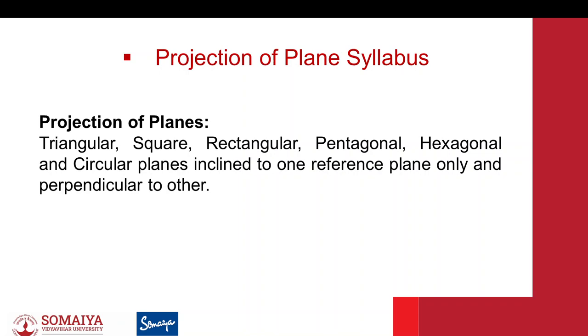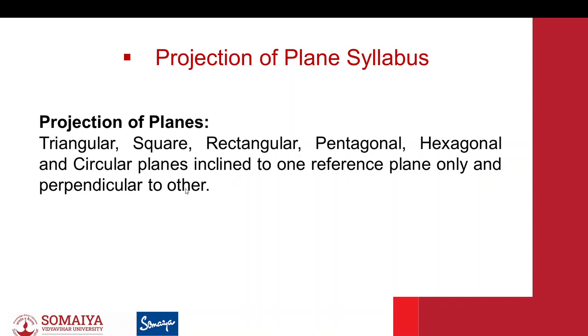So now, whenever we discuss planes, what type of planes are we interested in? As far as the syllabus is concerned, we have triangular objects, which could be a scalene triangle, equilateral triangle, and isosceles triangle, right? It could also include a right angle triangle. Then we will have a square, rectangle, pentagon, hexagon, and circular planes. Circular planes could include a semicircle, right? And we will restrict to one reference plane inclination, and perpendicular to the other plane.